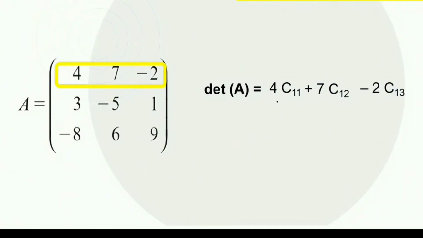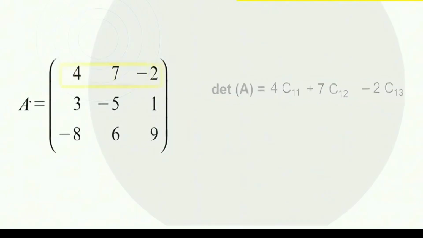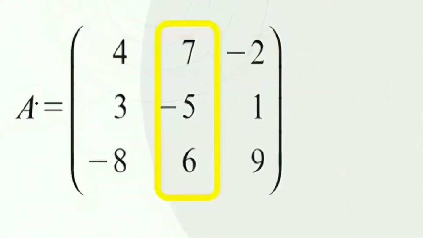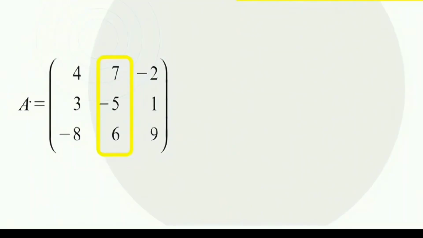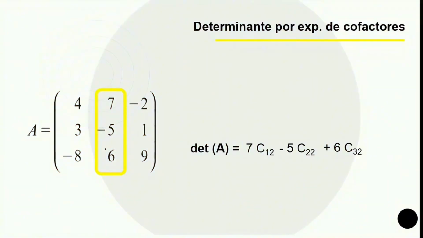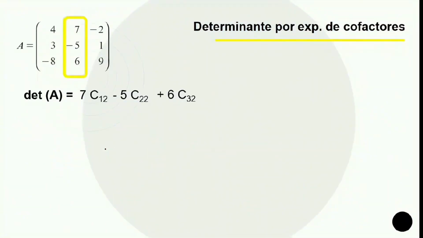With this formula, I can calculate the determinant of matrix A, but I can also choose a column and I will arrive at the same result. So, if for example I now select the second column, the determinant of A will be equal to 7 times the cofactor 1,2, which is the position where it is located, minus 5 times the cofactor 2,2, which is where minus 5 is located, plus 6 times the cofactor 3,2, which is where it is located. So, let's do the exercise and calculate the determinant of this matrix by the expansion of cofactors.